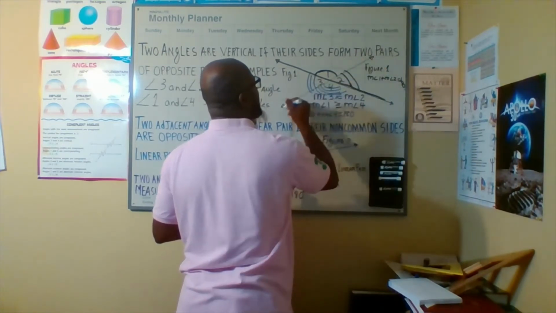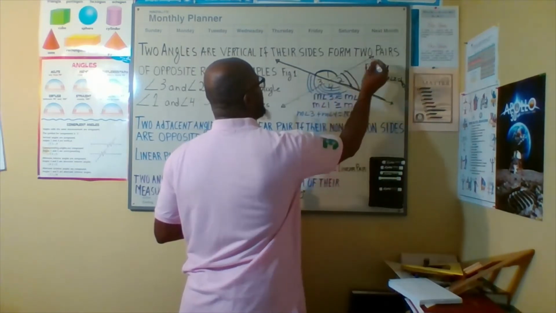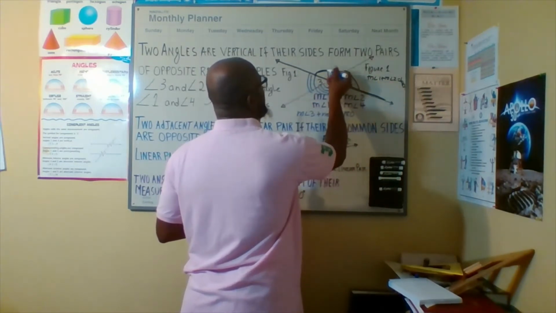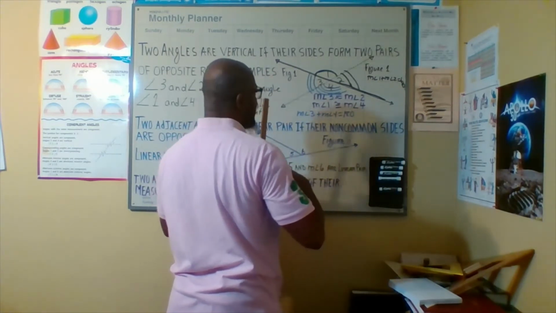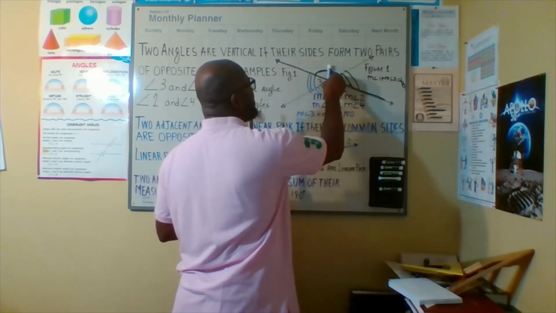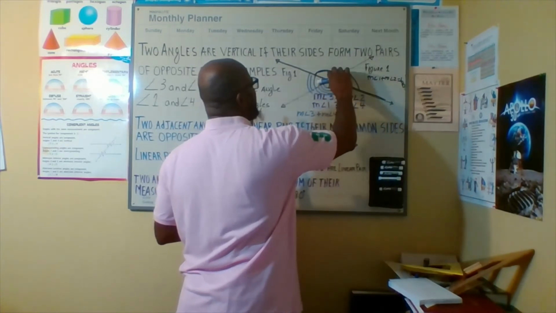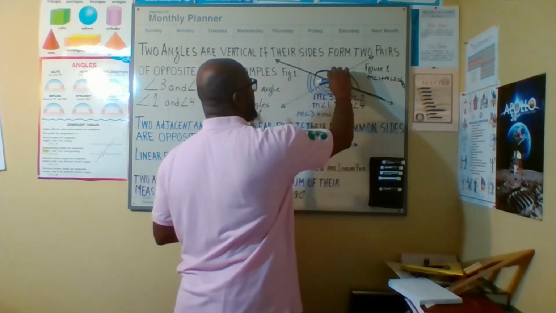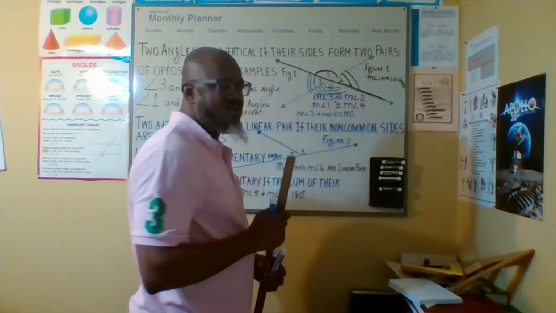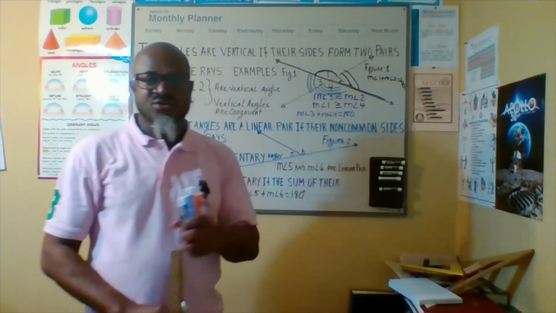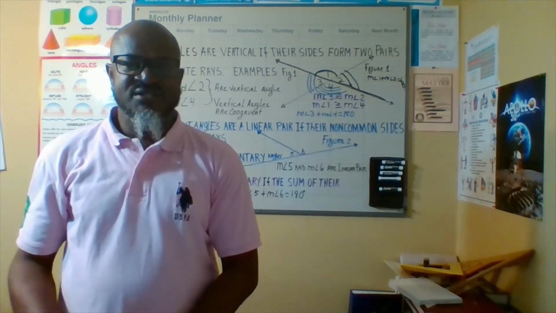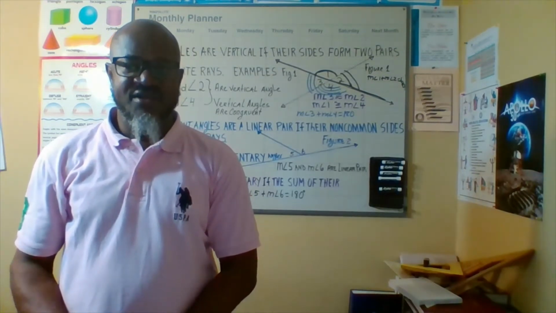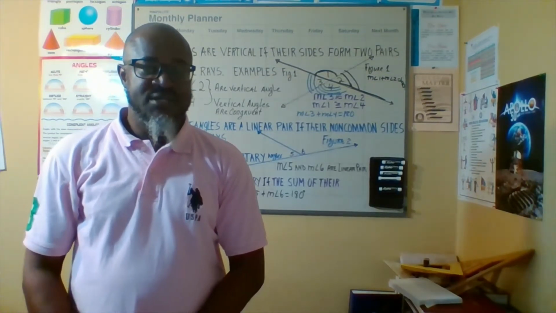I'm using this line. There are many ways. Angle 3 plus angle 1 is 180. However, if they are facing each other, they are vertical. Vertical angles are congruent. They are equal to each other. So those are the two concepts you will see very often in geometry.